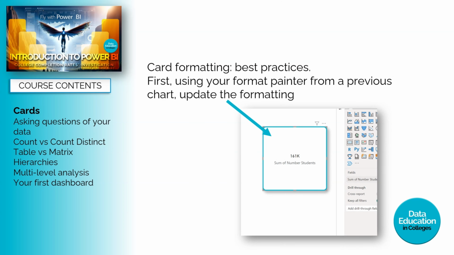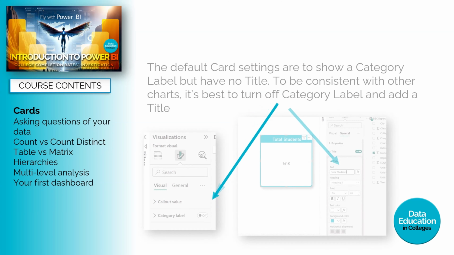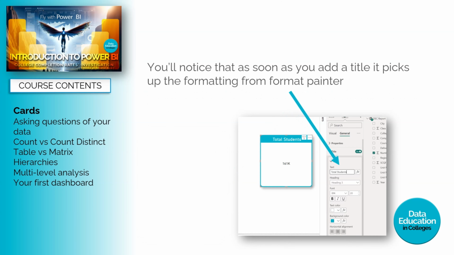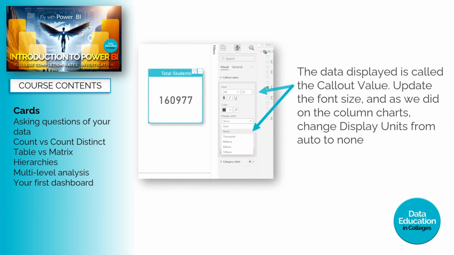Formatting, use your format painter, that's a good start. The default card settings are to show what's called a category label but no title. To make it consistent with the others, turn off the category label and add a title, in this case total students. You'll notice that as soon as you add the title it picks up the formatting from the format painter. The data display is called callout value. Update the font size, and just as we did in the column charts, change display units from auto to none.